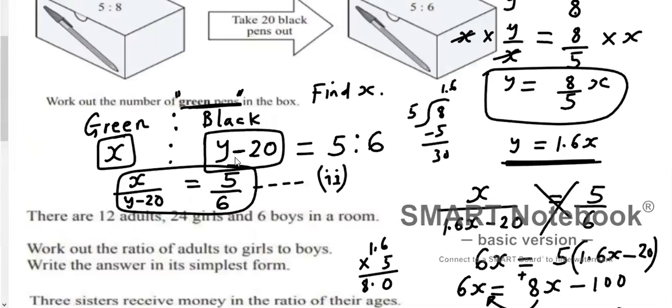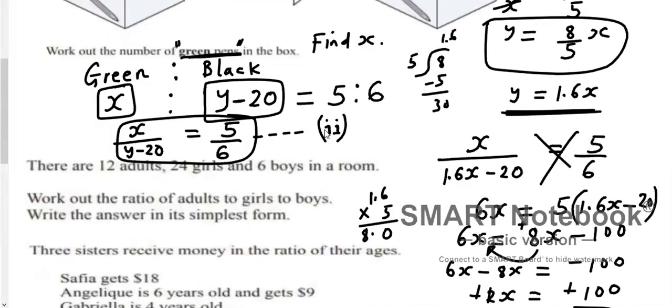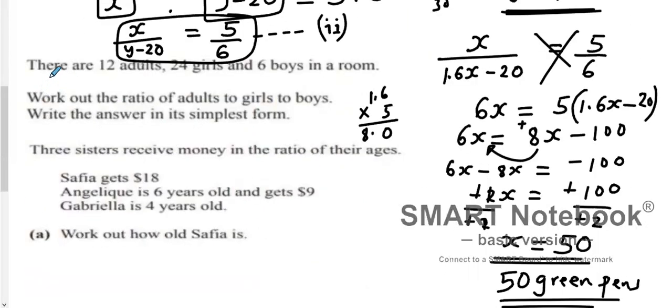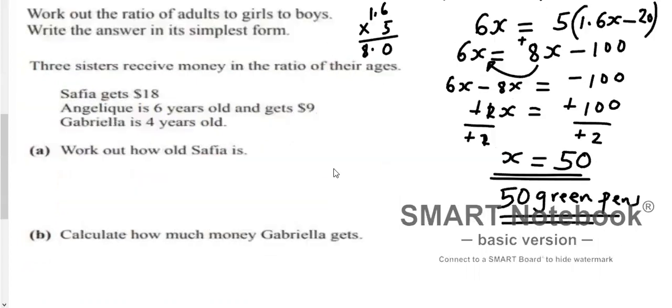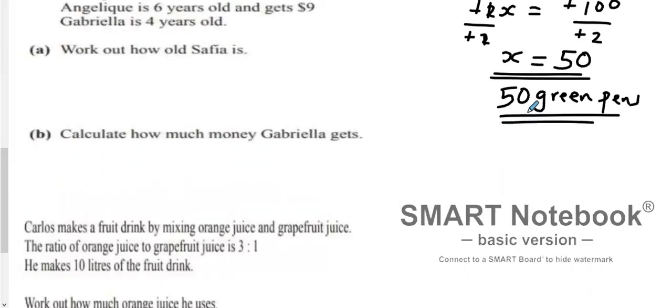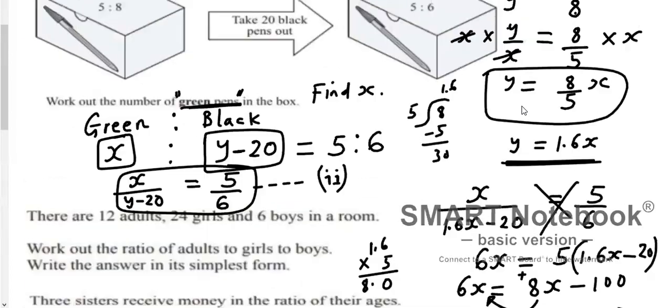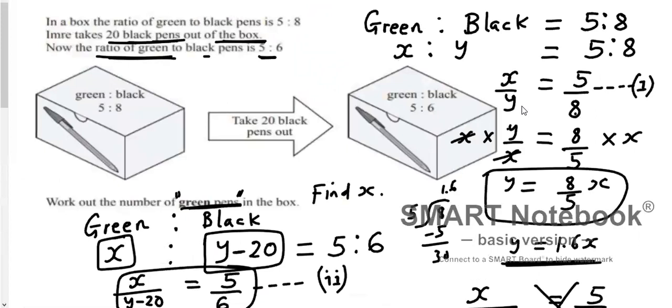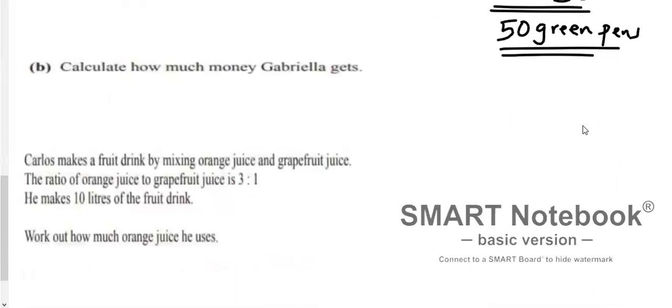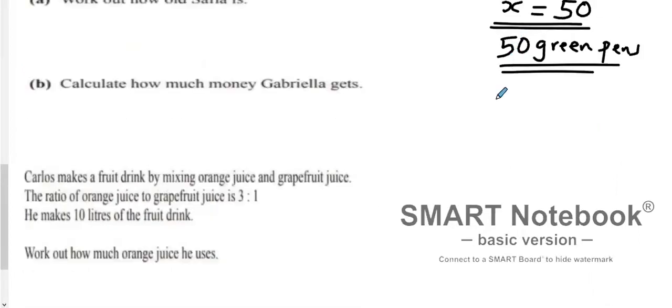Otherwise, let me proceed. Work out the number of green pens in the box. So there are 50 green pens in the box. Okay, here we go. What if they had asked you how many black pens are there? That means they are looking for the value of y. But remember what we said? We have said from here that x over y equals 5 over 8. X, which is 50, divided by y, equals 5 over 8.